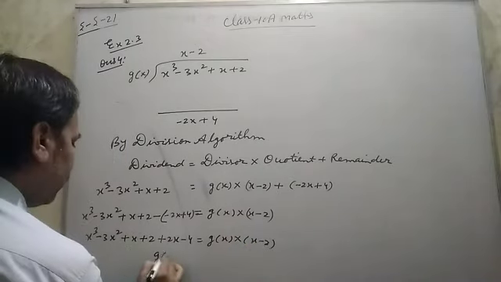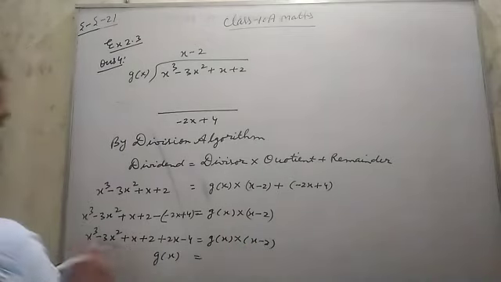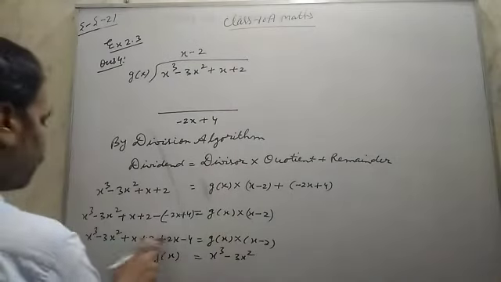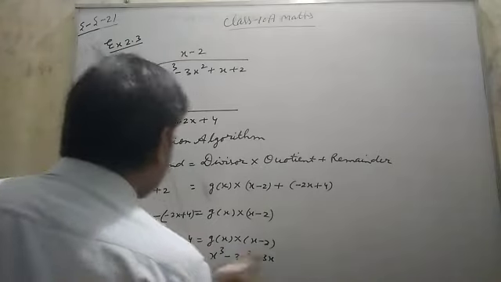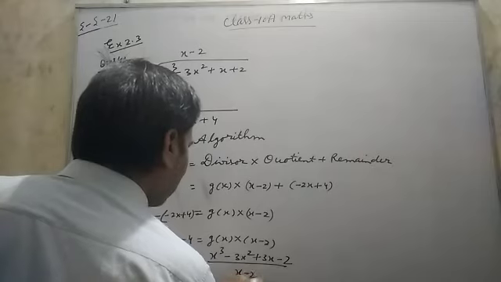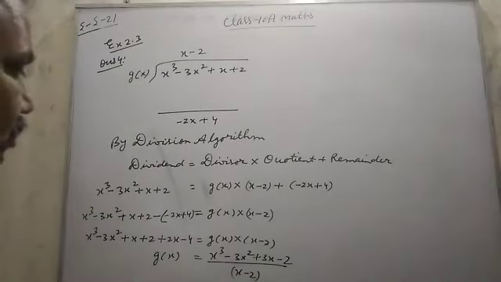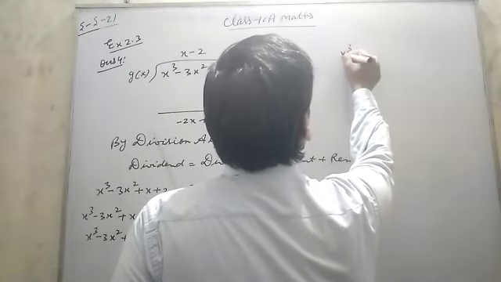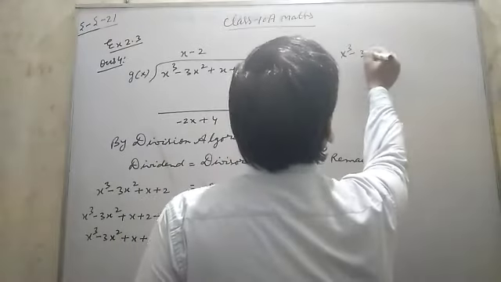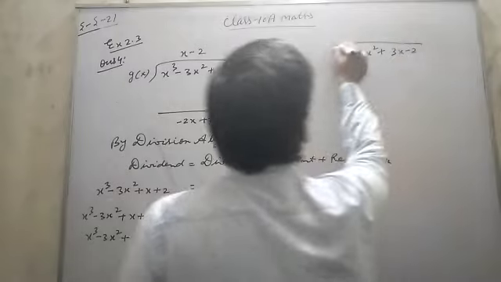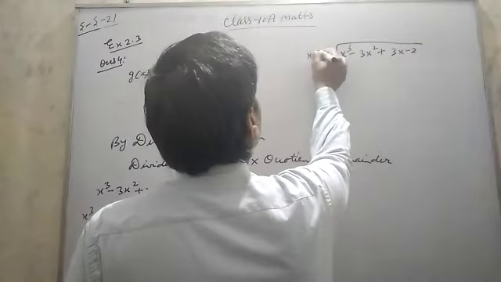So g(x) is equal to x cube minus 3x square plus 2x plus x, so plus 3x, 2 minus 4, so minus 2, upon x minus 2. So this divide by this, then find g(x). So divide x cube minus 3x square plus 3x minus 2 by x minus 2.